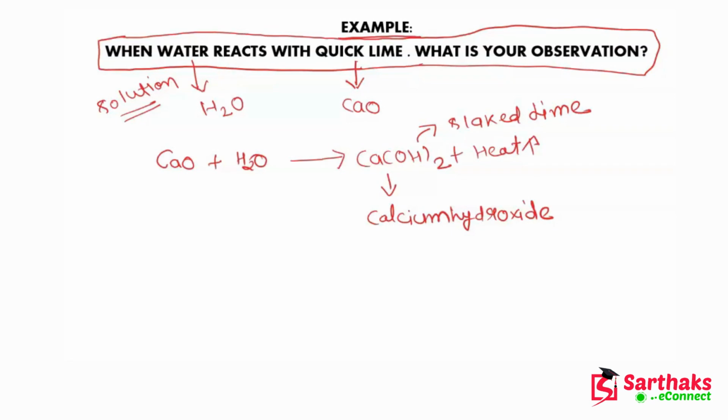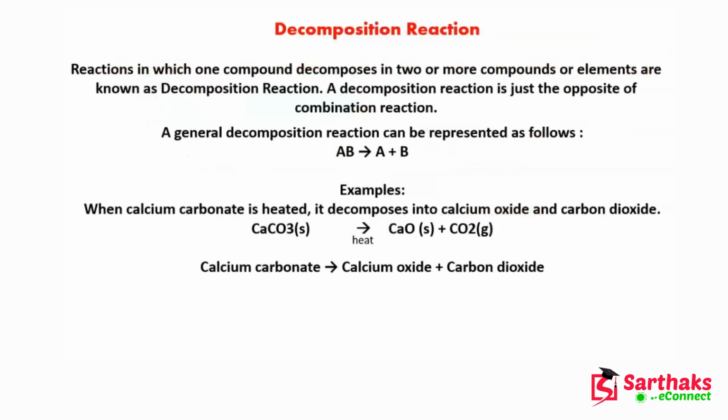After understanding this example, let's move ahead and talk about the other type of chemical reaction. So let's move on. So students, decomposition reaction is another type of chemical reaction. So what happens in a decomposition reaction? It is just the opposite of combination reaction.